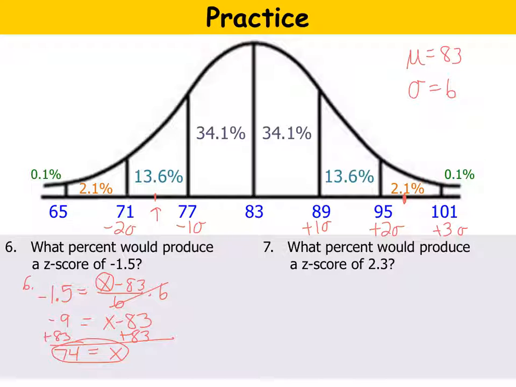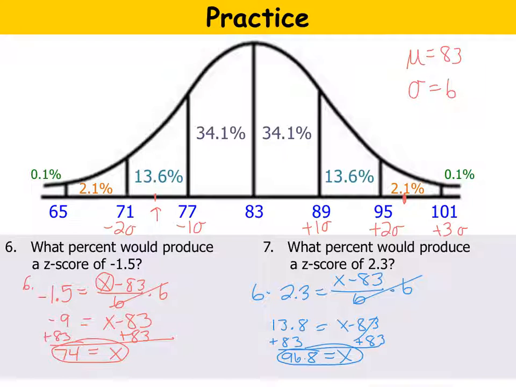So we're going to go ahead and use our z-score formula. So this time we know the z-score is 2.3. We're solving again for x, minus your mean over your standard deviation. And then we're going to work backwards and solve for x by multiplying both sides by 6 and then adding that 83. Final answer here should be about 96.8%, maybe even a 97%.